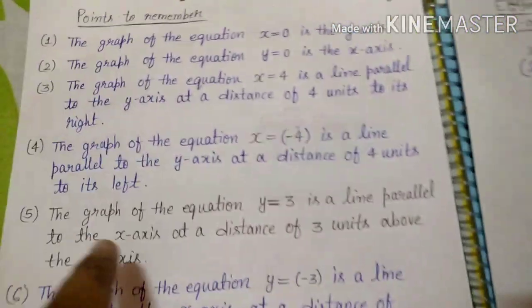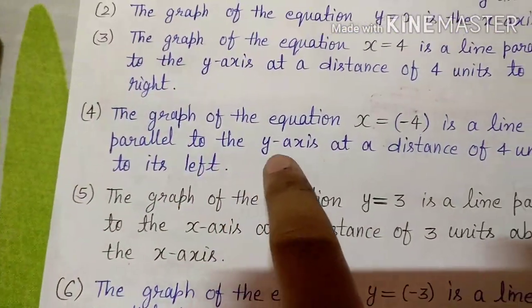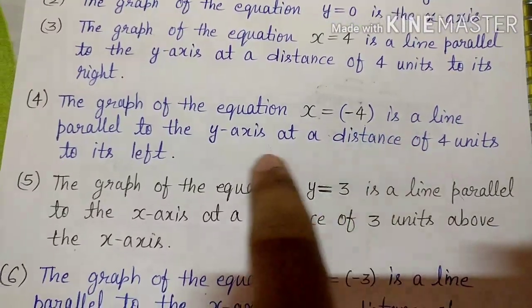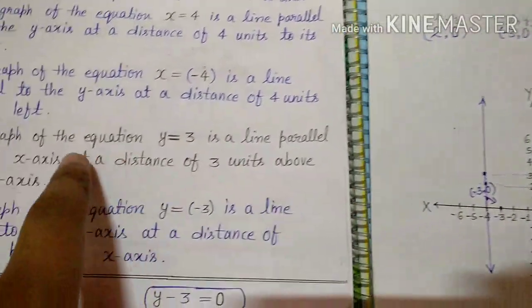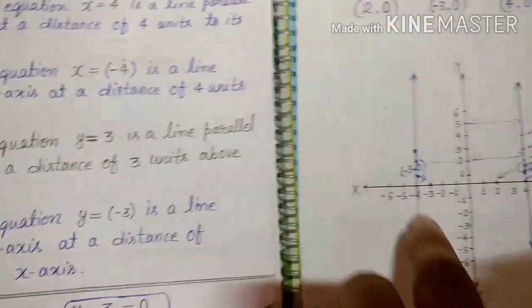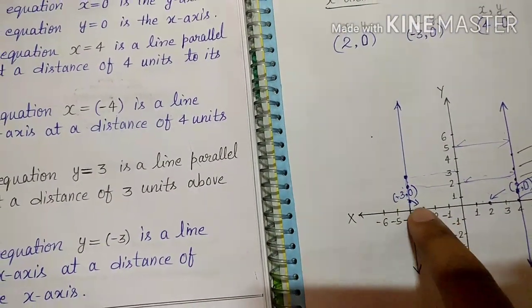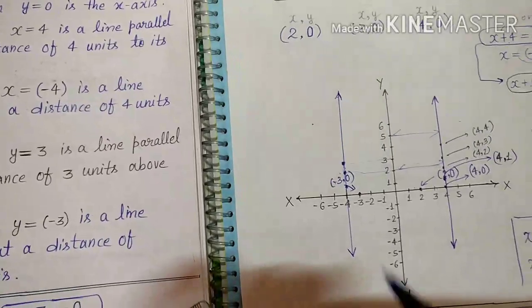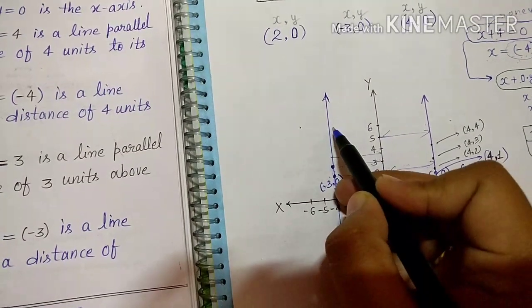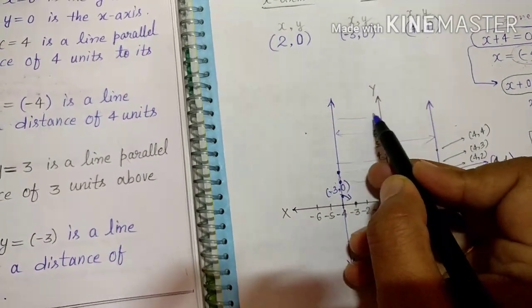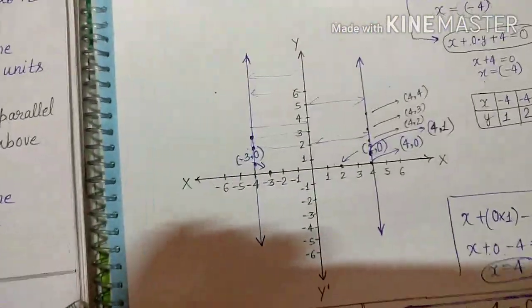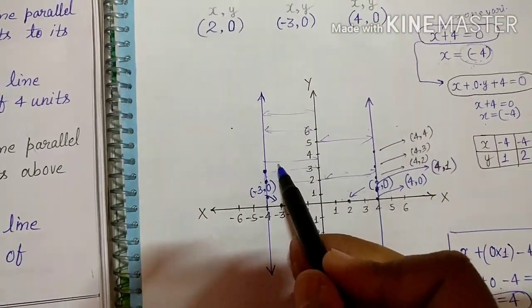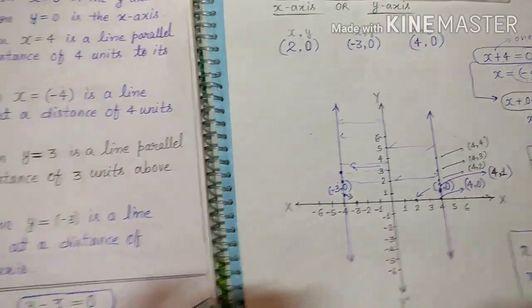So this is our fourth point. The graph of the equation x equals minus 4 is a line parallel to the y-axis, as you can see, at a distance of 4 units. 1, 2, 3, 4 units, a distance of 4 units from any point. This is 4 units distance, this is also 4 units distance, this is also 4 units distance. Which side? To its left. This is the y-axis, it is at the left hand side only. Okay, is this clear to you?